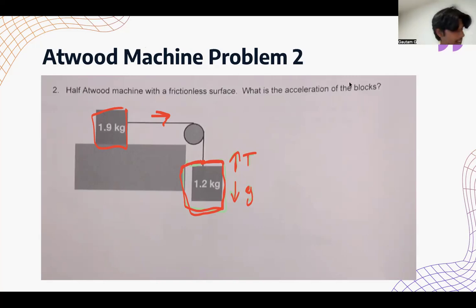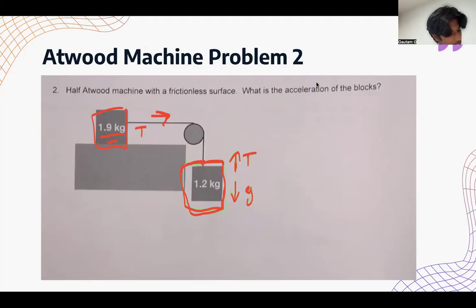For the 1.9 kilogram. Okay, and one person got it. He sent me a direct message. Sushiel's correct. It's just going to be tension. So it's just going to be the tension, correct?